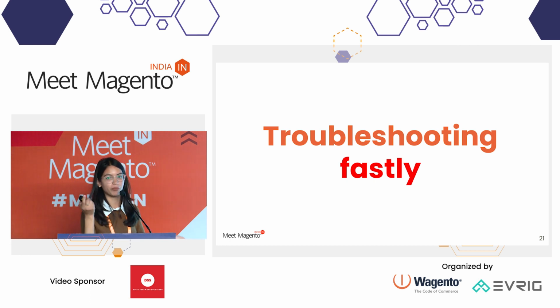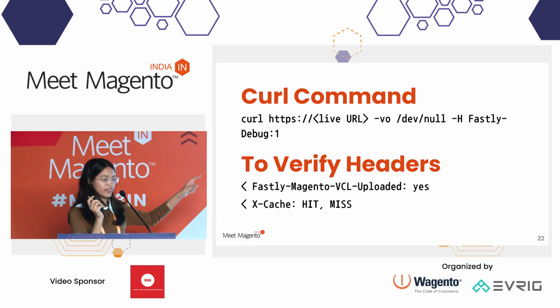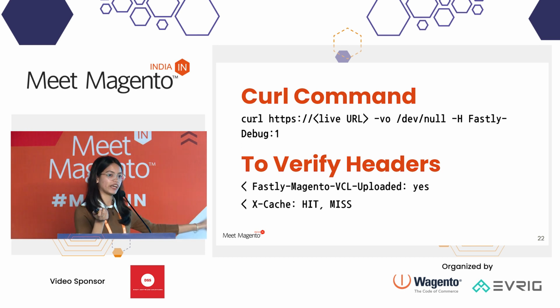Now let's see how we can troubleshoot Fastly. If you configure Fastly, you have to check whether the content is being delivered from Fastly or not. For such cases, you execute this curl command. Here you add the URL of your production environment, and in the headers you receive, you have to check that the Fastly Magento VCL uploaded should be yes, and the X-Cache should be hit or miss, or hit, hit. If it is showing miss and miss, the content is not delivered using Fastly.